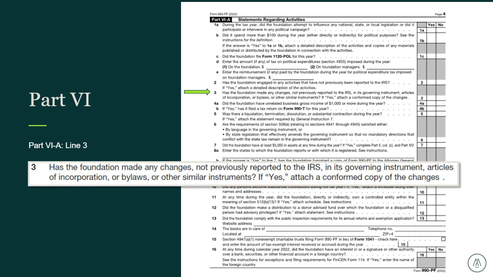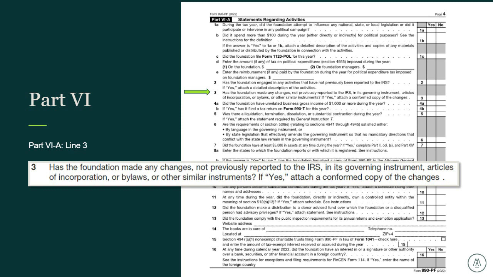With that, we're going to dive into the yes/no's of the Form 990-PF, along with additional statements that may be required. Part 6 is really questions related to an organization's activities. To highlight a few in particular, such as line 3: has the foundation made any changes not previously reported to the IRS to its governing documents? The IRS requires that you notify them of those changes and attach a conformed copy.